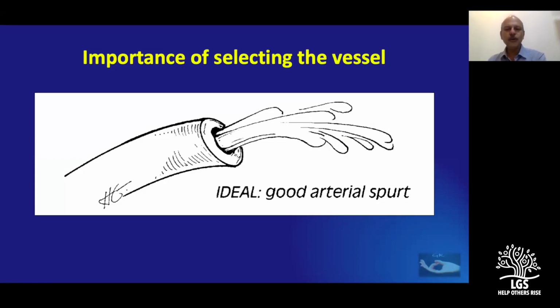So, I told you, you need to have a good arterial spurt. If this is there, your artery is good. So, you can go ahead very happily and do the anastomosis.